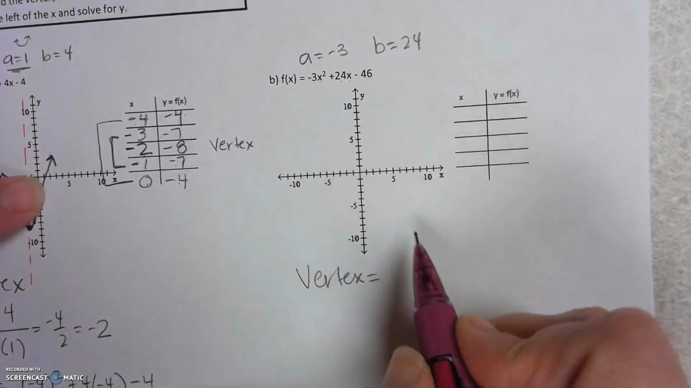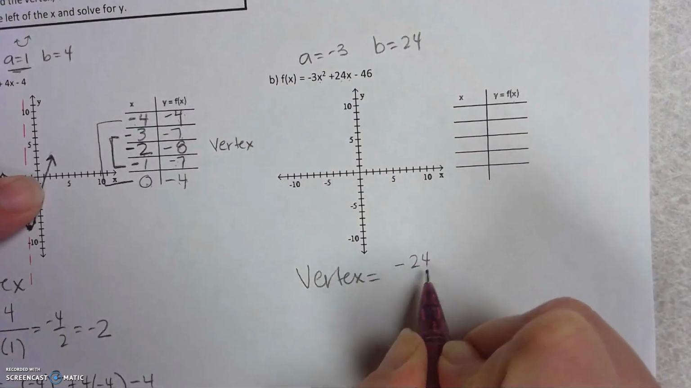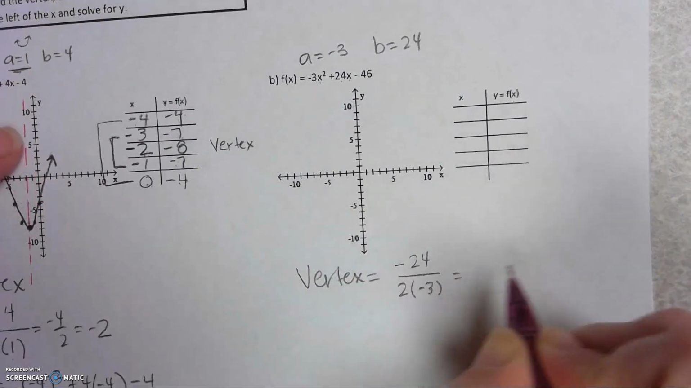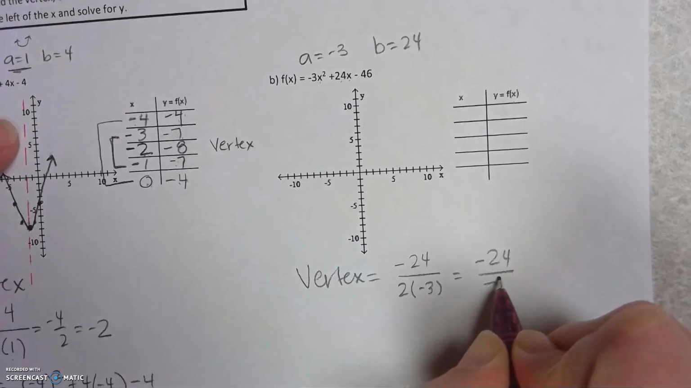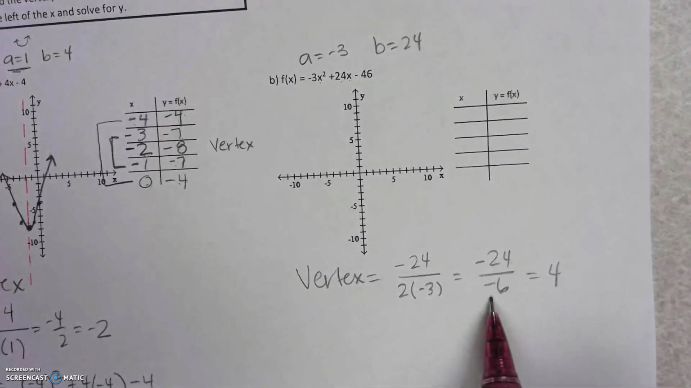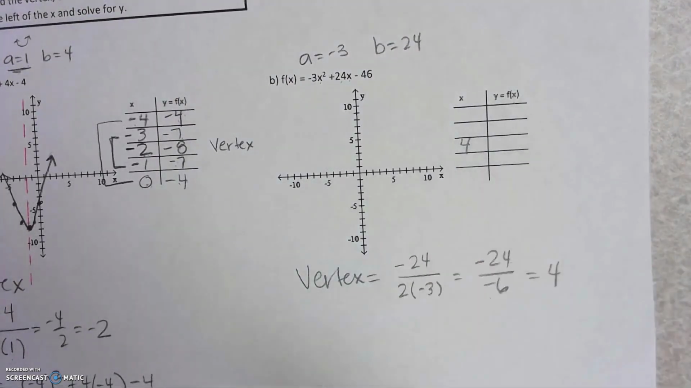So for my vertex, I'm going to do the opposite of b. The opposite of 24 is negative 24. And then 2 times negative 3. Negative 24 divided by negative 6 gives me a positive 4. I'm going to put that right in the middle of my table.